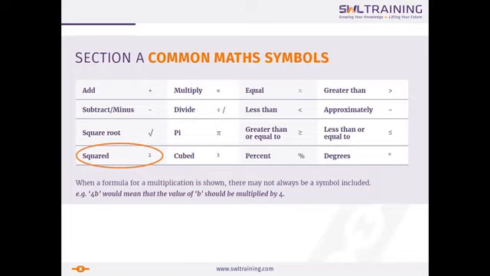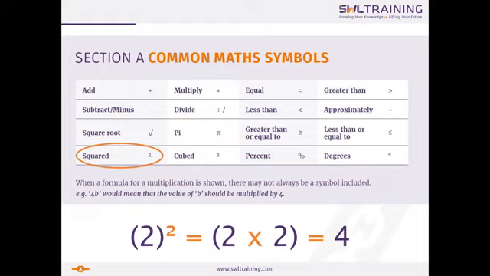Let's take a look at squared, which is represented by the small 2 symbol. This means to multiply by itself. So if you see a figure with the small 2 symbol next to it, that means you will multiply it by itself. For example, if you got 2 with the little miniature 2 symbol next to it, this means 2 squared, therefore 2 multiplied by itself, 2 times 2. And the result of this, of course, is 4.